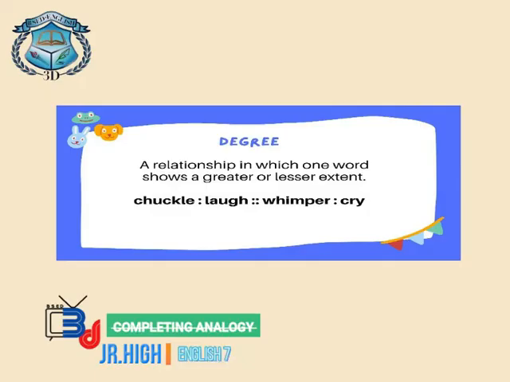The 7th type of relationship in an analogy is degree. A relationship in which one word shows a greater or lesser extent. For example, chuckle is to laugh as whimper is to cry.